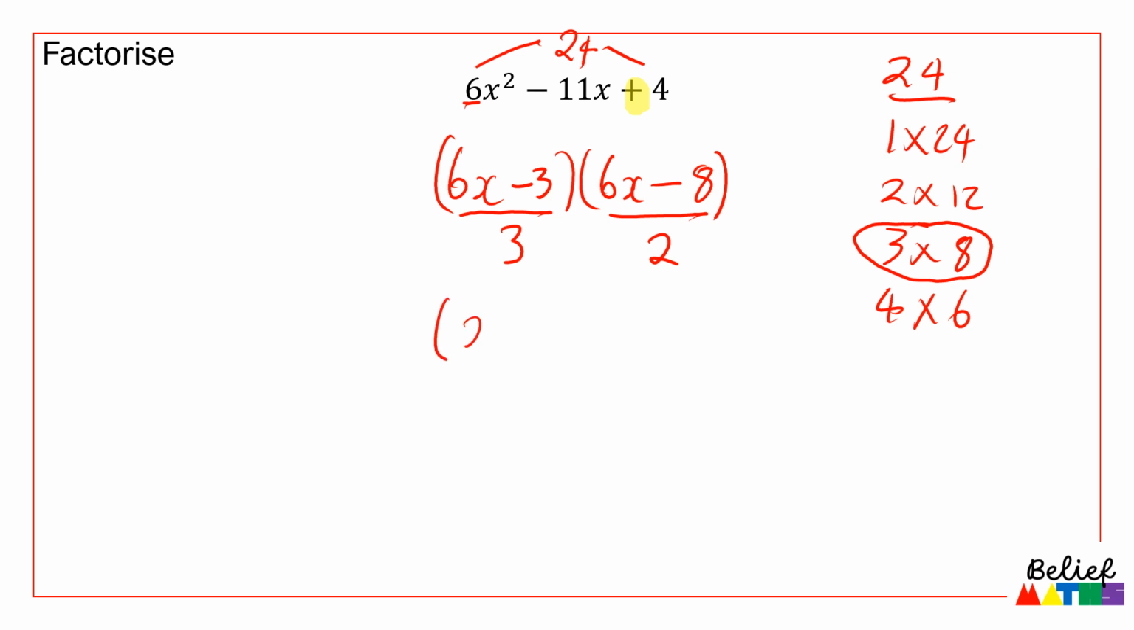So our final answer is 2x minus 1 and 3x minus 4. The difference here was to remember that we can't divide them by 6, but we can divide by factors of 6, which in this case are 3 and 2, and that gives us our factorized answer for this question.